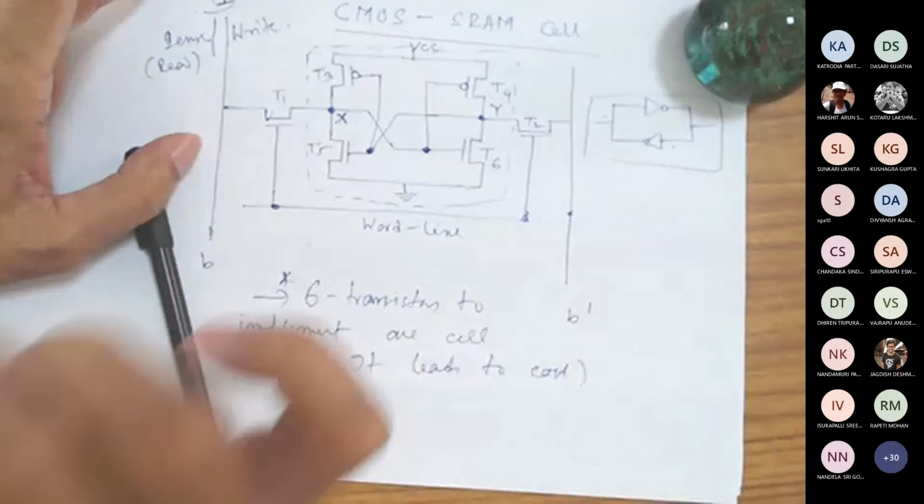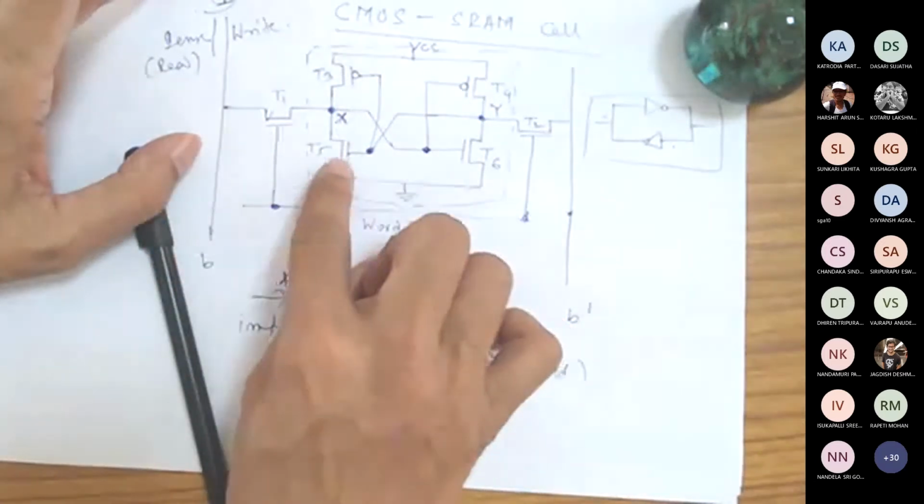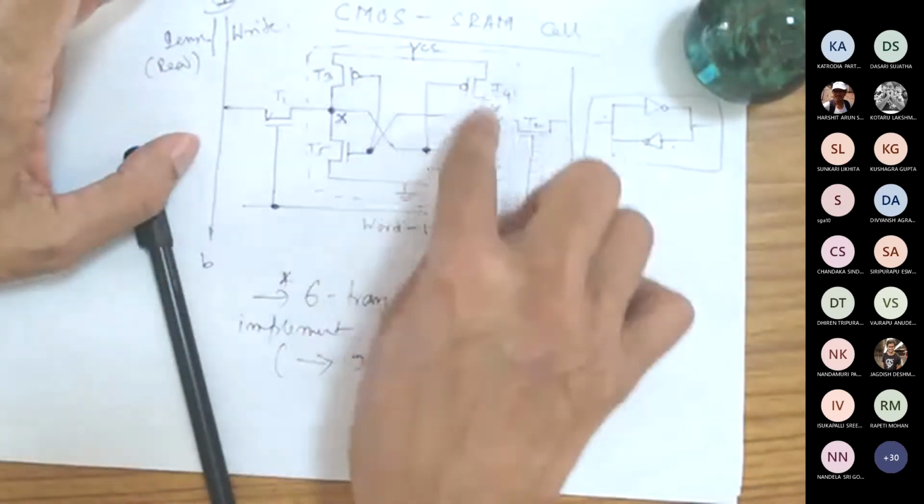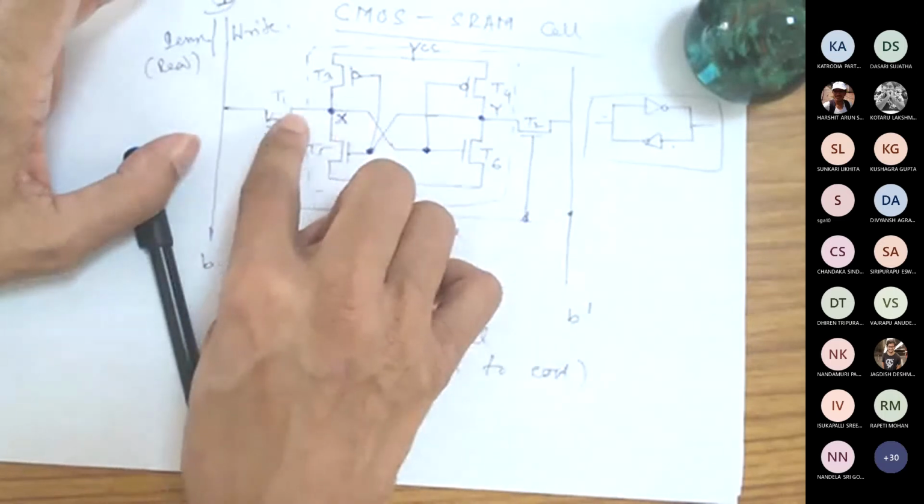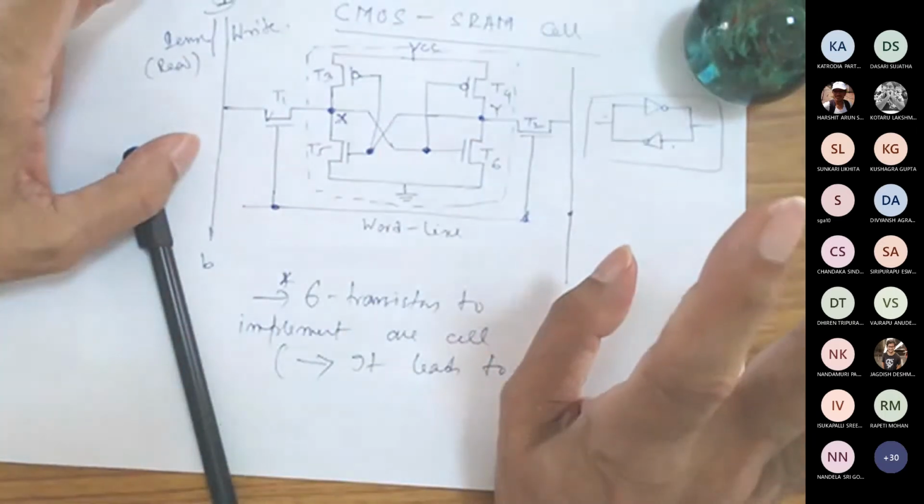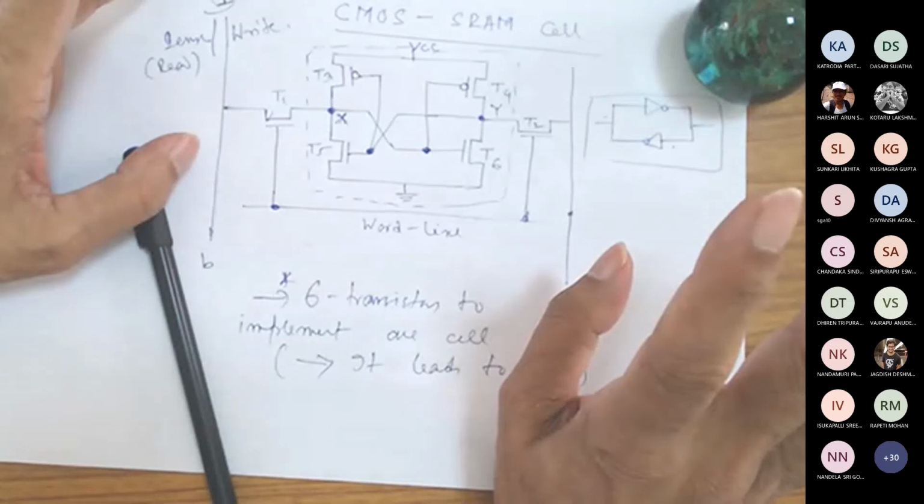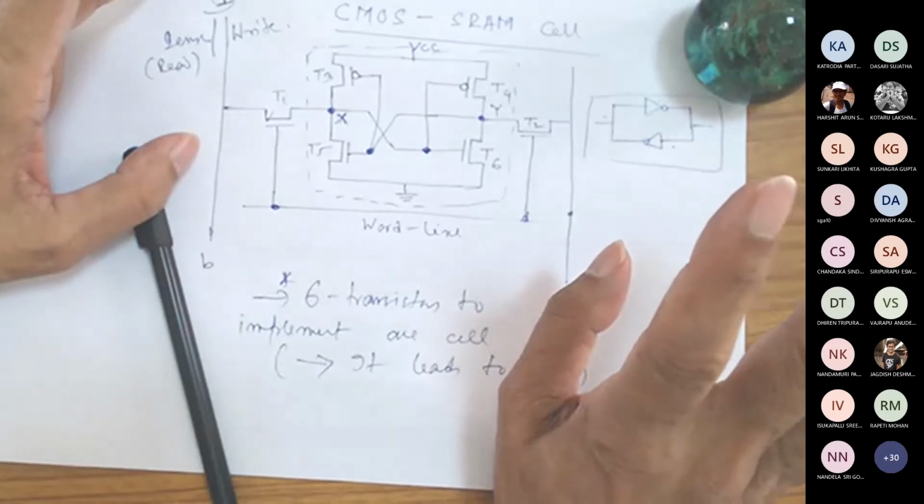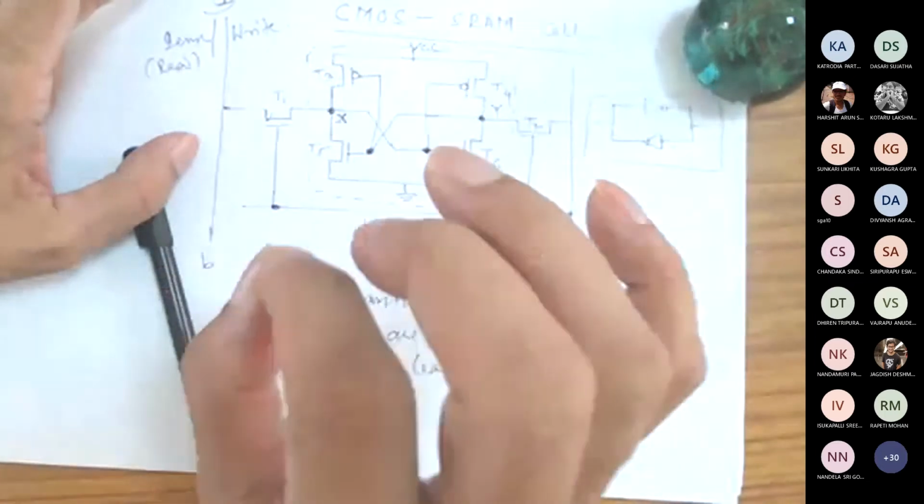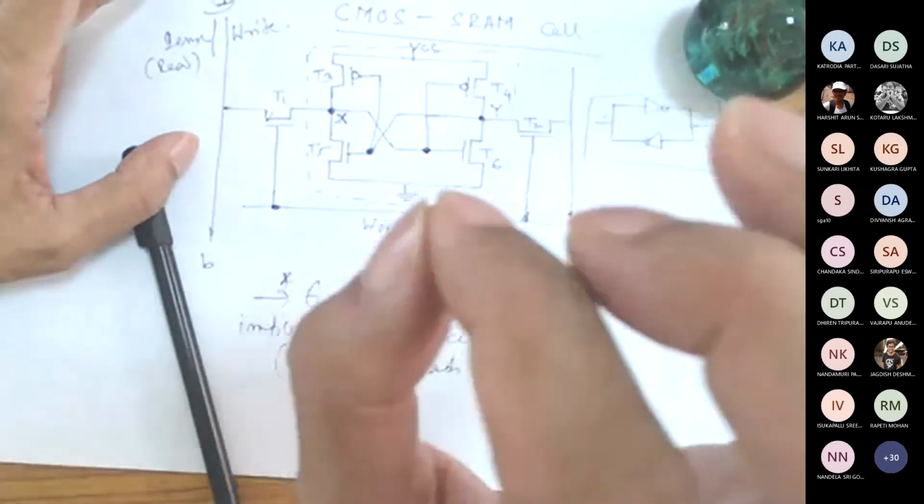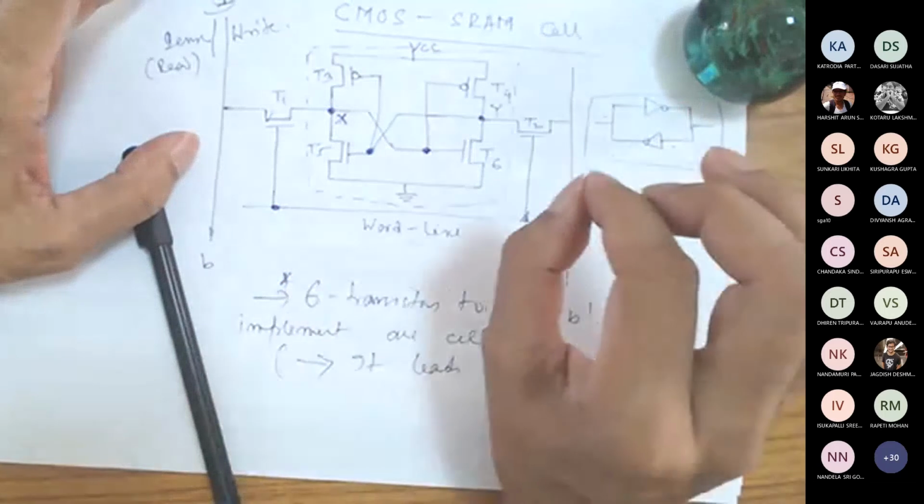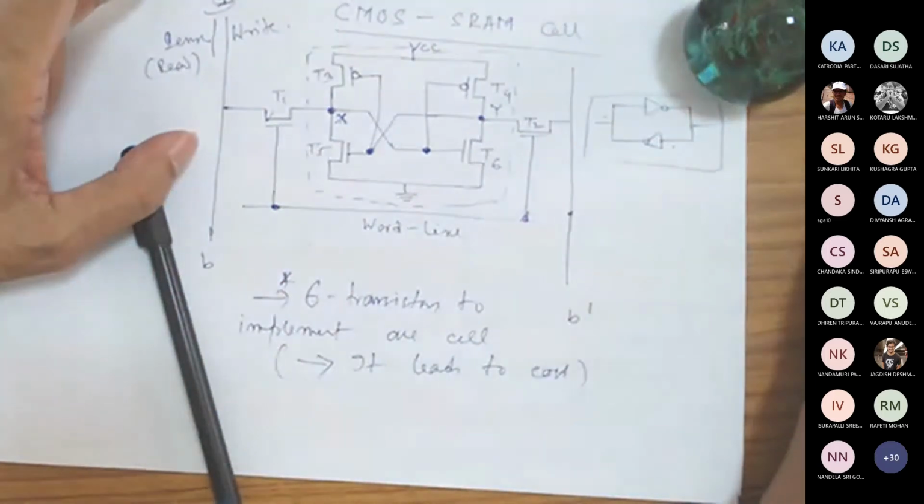Write takes a little bit more time, because you need to ensure that the voltage gets stabilized here. But reading is very fast. This is called SRAM, using a CMOS cell.